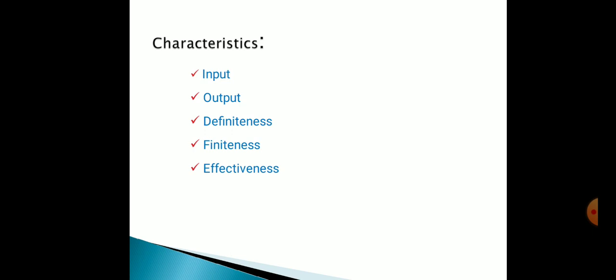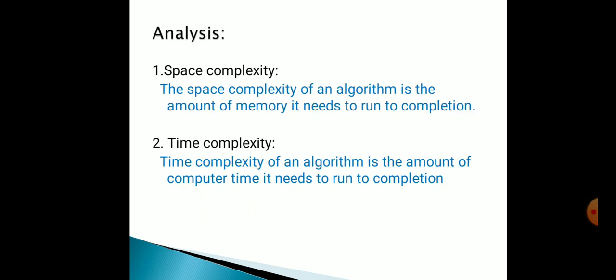Different types of design techniques are available to develop an algorithm. Those are divide and conquer, greedy method, dynamic programming, backtracking, and branch and bound. So we have different types of techniques. By using any one of these techniques, we can develop an algorithm. But the factors which decide the performance of your algorithm are space complexity and time complexity.